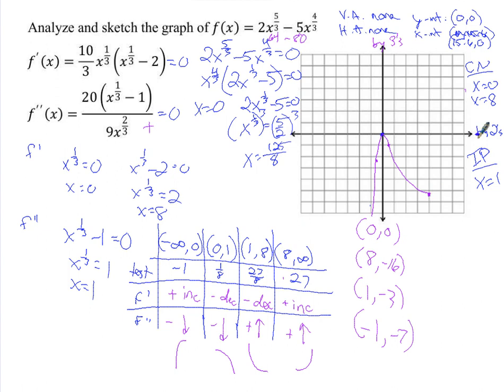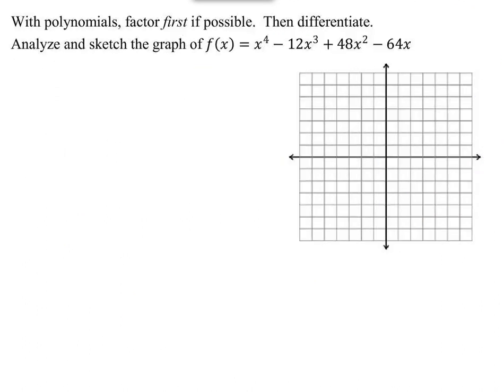My other x-intercept is all the way over there. I'm still concave up, but now I'm increasing. So I turn around and I come up, and there I go. There's my graph. We haven't seen a polynomial one yet. Here's your polynomial.